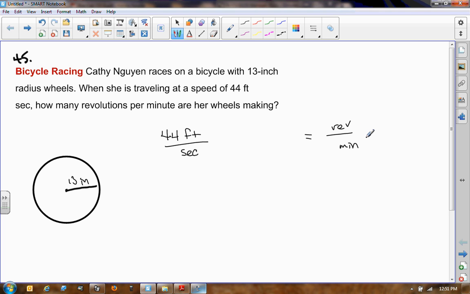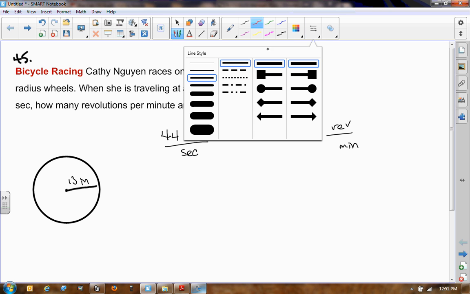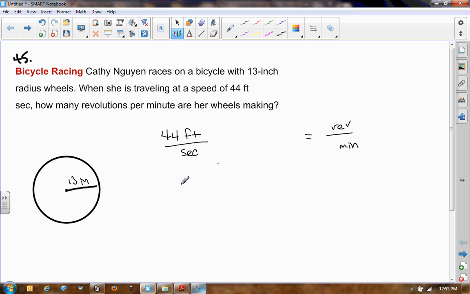All right, so you've got a choice. We've got to get rid of some things. We've got to get feet to become revolutions. We've got to make seconds become minutes. So let's start with seconds to minutes. We want to get rid of seconds. We want to pick up minutes. We want 1 minute, which is 60 seconds. That will mean the seconds cancel out, and I've got minutes, so that makes that work.